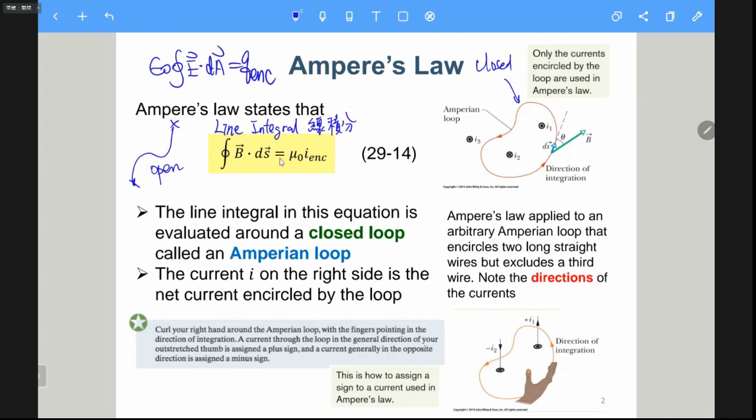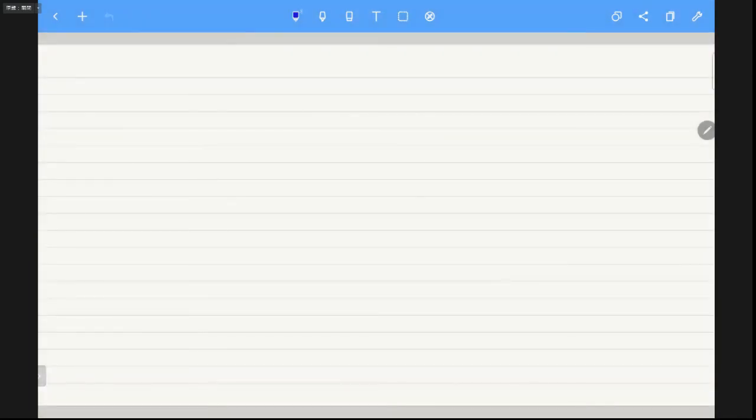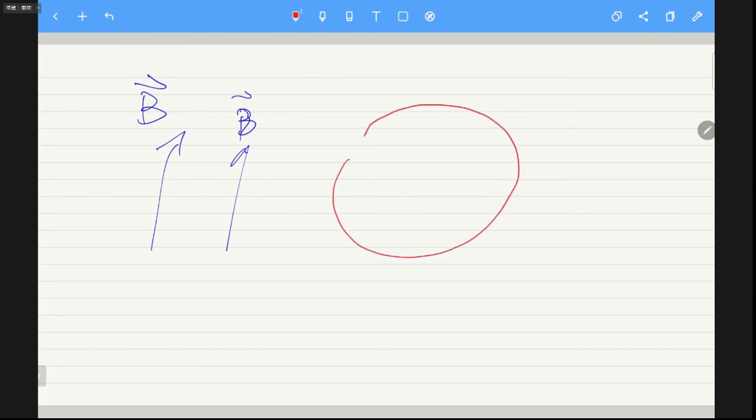So you can see here, this is the line integral of B dot ds. Let me simply explain what B dot ds is. Suppose in space we have some B field. I won't draw too many magnetic field lines; maybe just drawing two is enough. And here we have the so-called Amperian loop.